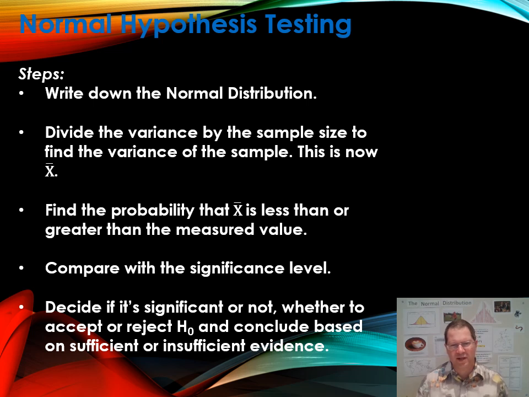We then find the probability that x bar is less than or greater than the measured value, as we normally do. We compare that with the significance level, as we normally do, and we decide if it's significant or not, and whether to accept or reject H0, and conclude our answer based on sufficient or insufficient evidence.